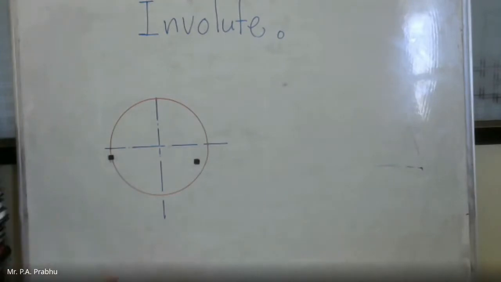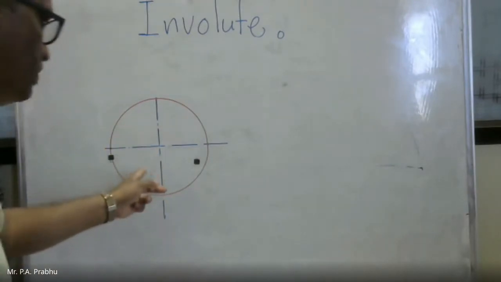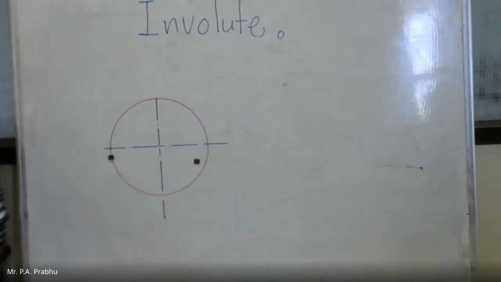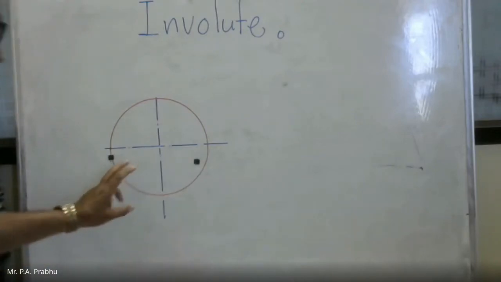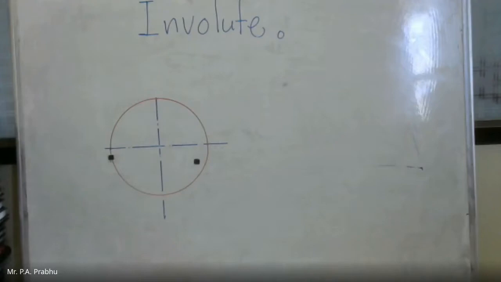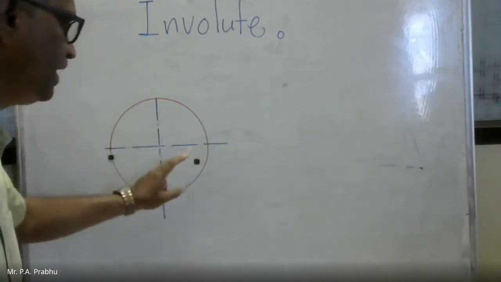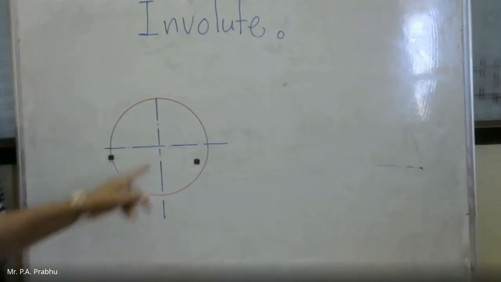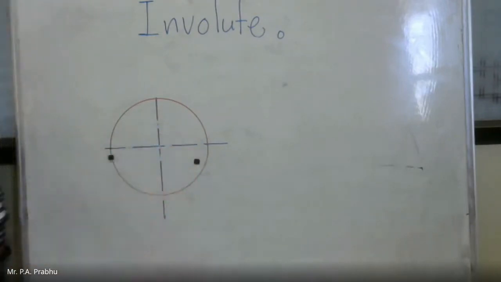Now we have assumed that a thread or a string is wound on this circumference of a circle. Next step is to divide the circle into, suppose I am dividing this into 8 parts. To avoid confusion, I am dividing this circle into 8 parts. But actually in your drawing, always divide a circle into 12 parts to get a more detailed curve. Okay. So I have to divide this quarter into 2 parts.